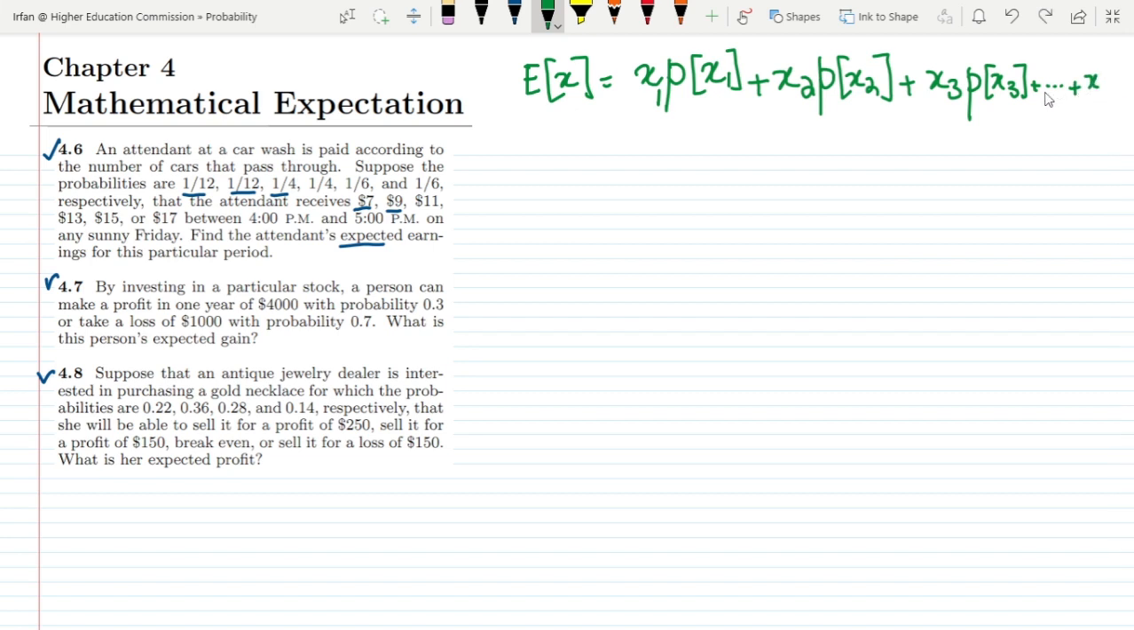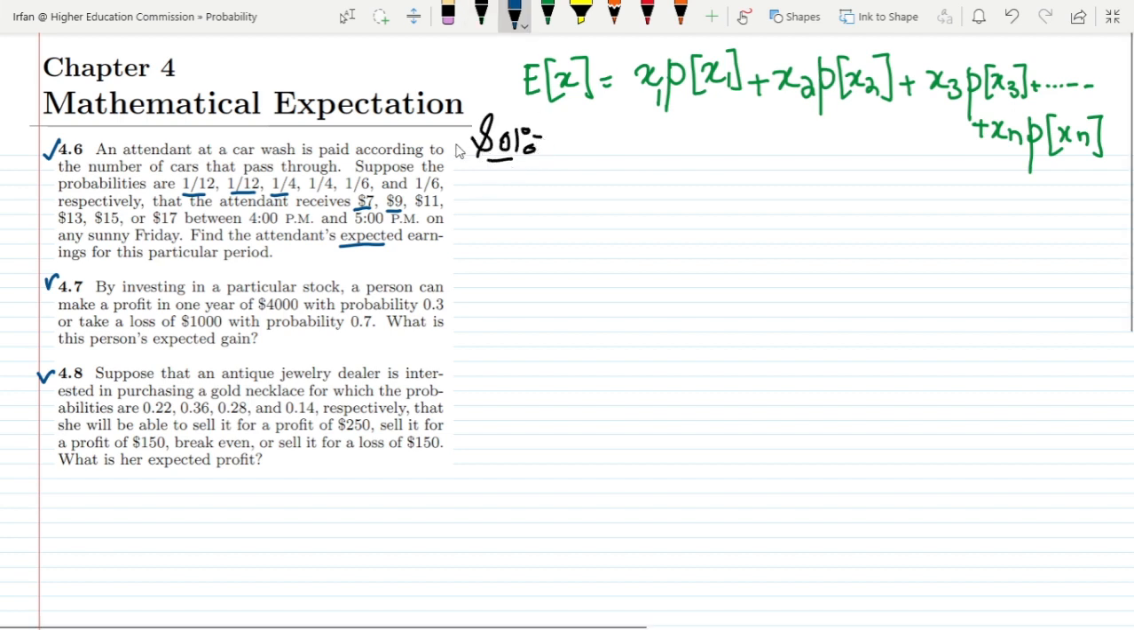Let me write it. Until we reach x n and p(x n). Okay, so this is the expected value of a random variable. On the basis of this, let me solve question 4.6. Okay, and the solution of it is here.